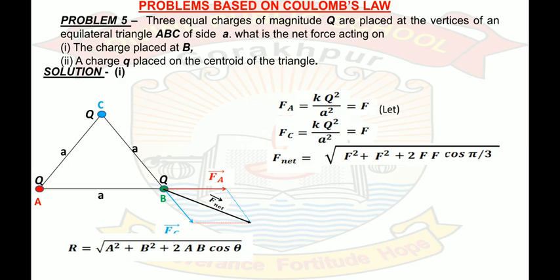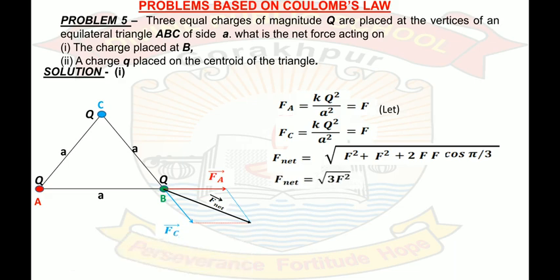It will be under root 3F square. Now F will come out of the under root, it will be F root 3. So F net is equal to what? Kq square root 3 upon a square. So this is what the net force will be.